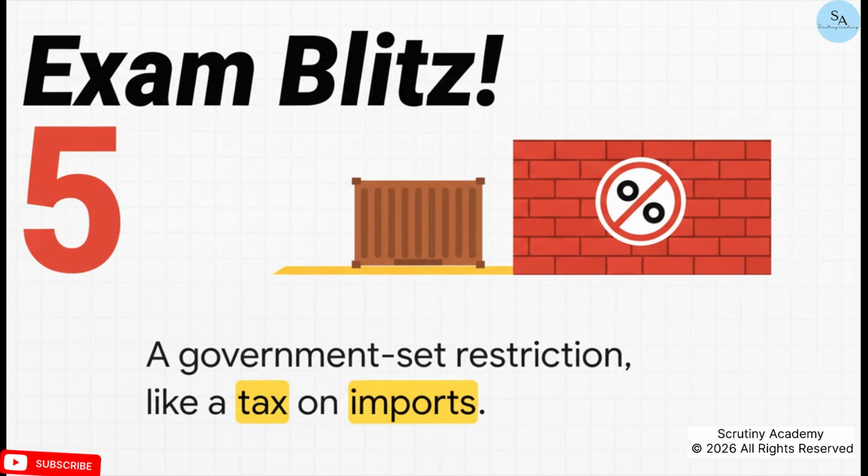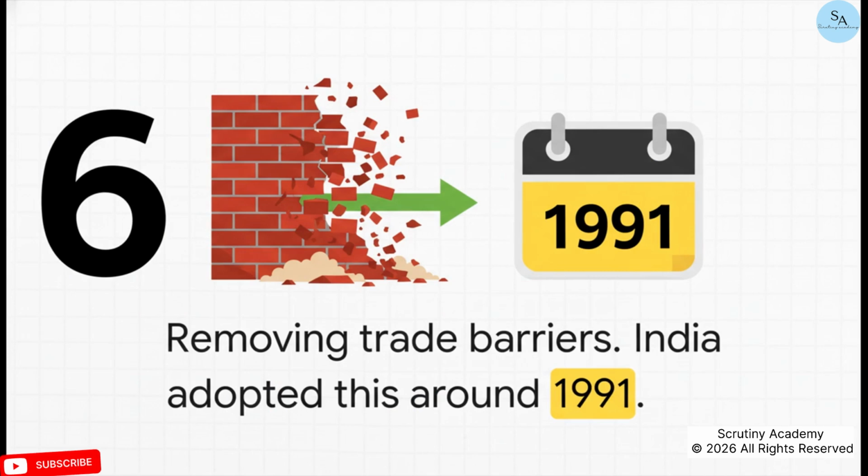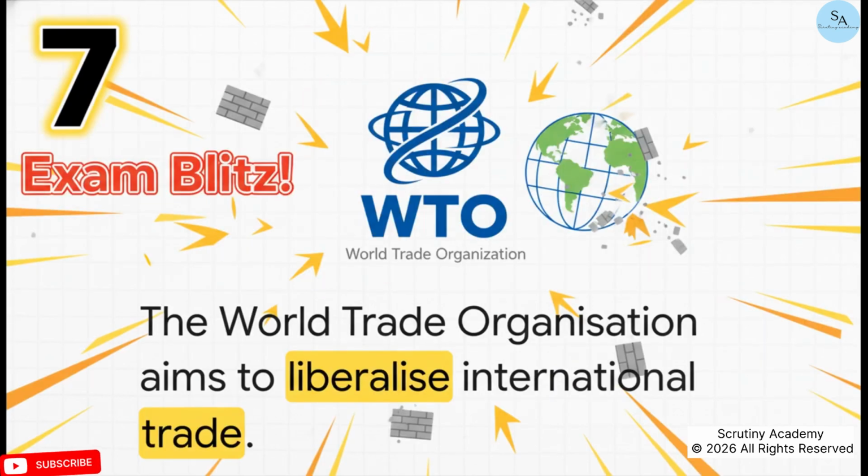Number 5, trade barrier. It's a restriction set by the government. The classic example is a tax on imports. Number 6, liberalization. That's just removing those trade barriers. And the magic year for India? 1991. Number 7, the WTO. What's its job? To liberalize international trade.